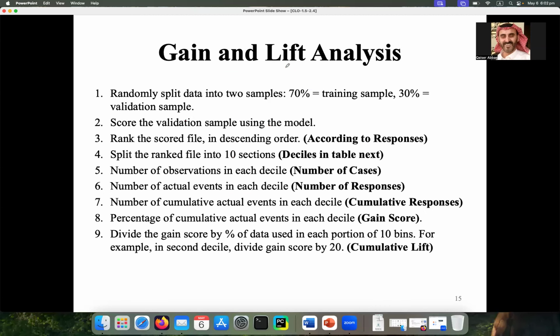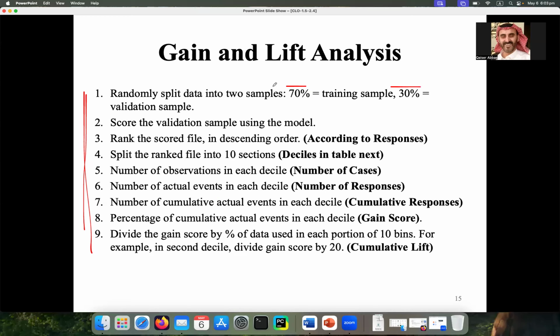So now moving on, these are just the steps written here, if you want to perform gain and lift, then these are the steps that you have to do. This is not an algorithm. You can call it an algorithm if you want, but these are the steps. First, you have to split your data into a 70/30 ratio. 70 is training, 30 is validation or testing, you can say.